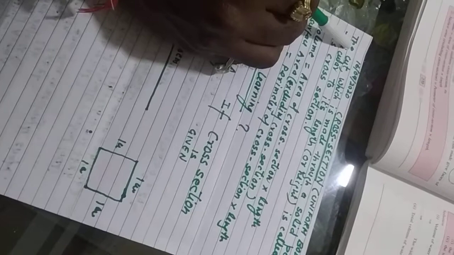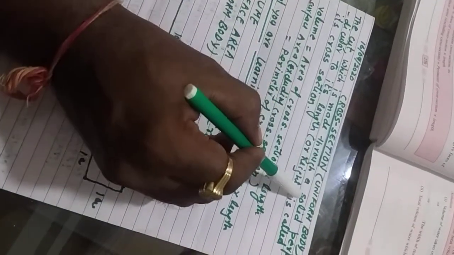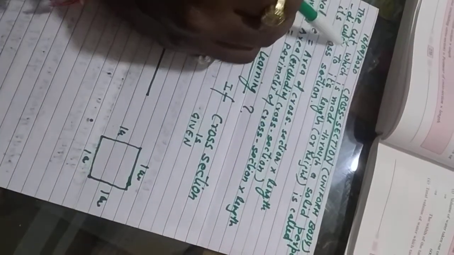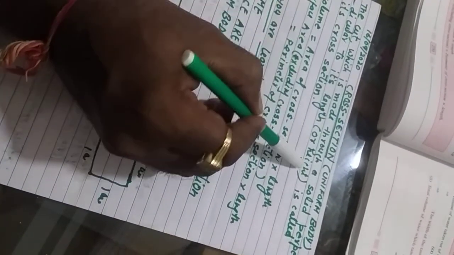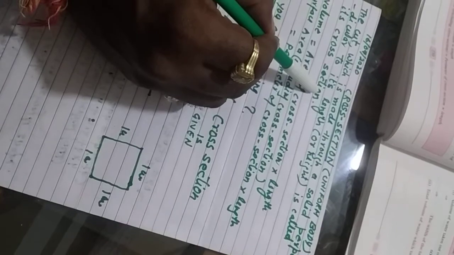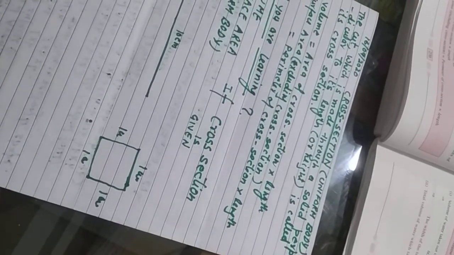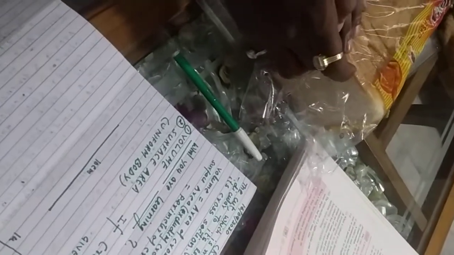The definition of a cross section is the cut which is made through a solid perpendicular to its length or height. So what is the meaning of this? I am taking some objects. This is a bread. Okay, it is a cuboid one.